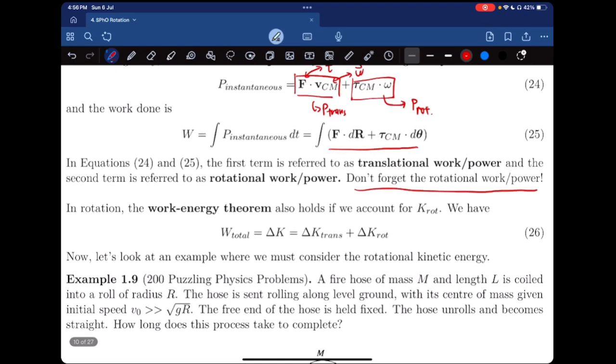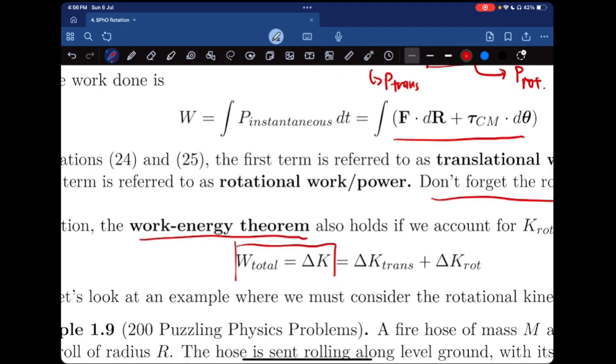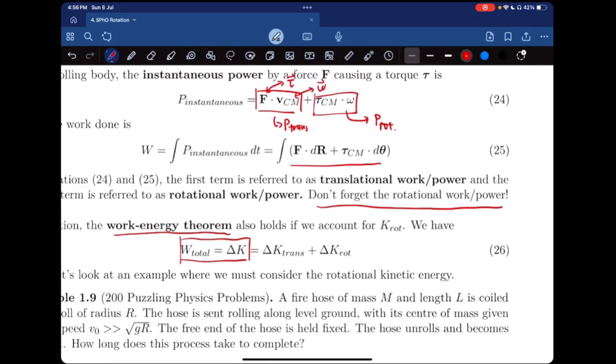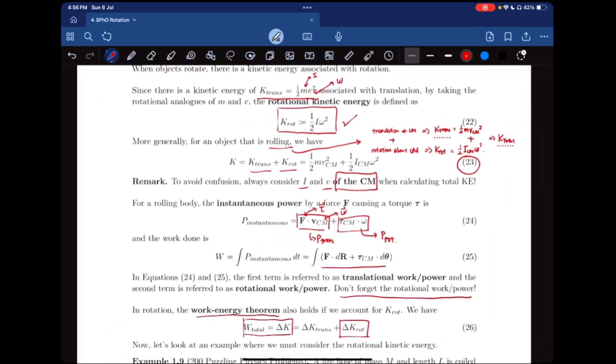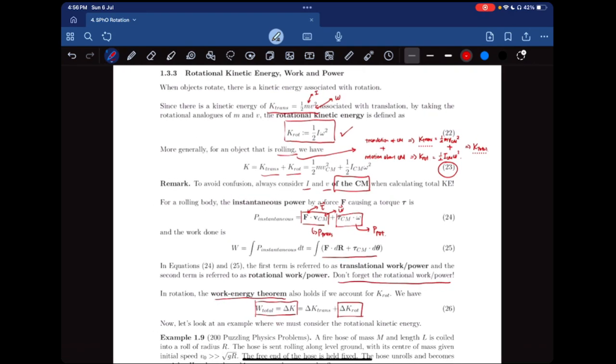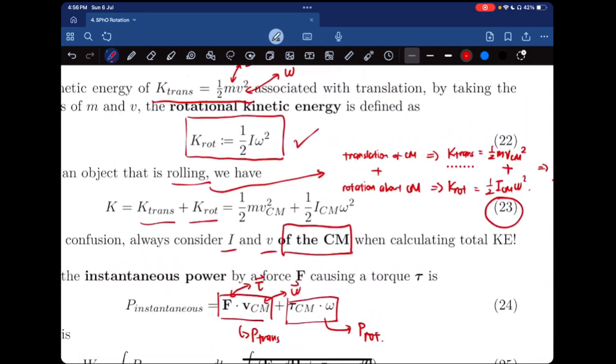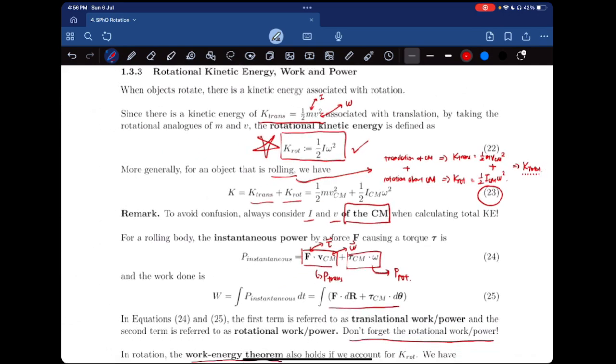We also have the work-energy theorem, which you probably remember from translation. It is just this statement. When you're dealing with rotation, you can still write this, but you have to account for your change in rotational kinetic energy. So the main point is that everything in terms of work, energy, and power still holds from translation, except you have to introduce the rotational kinetic energy and account for it in your kinetic energy, and everything will still hold. So it's quite elegant in that way.